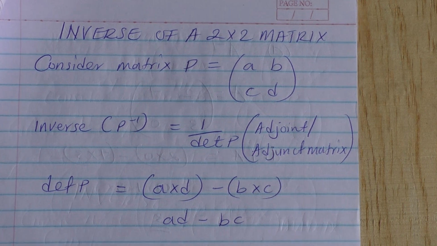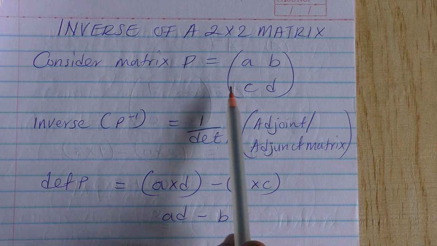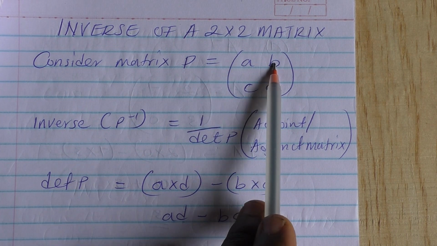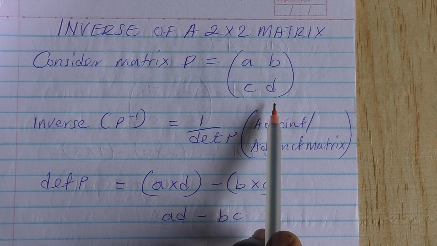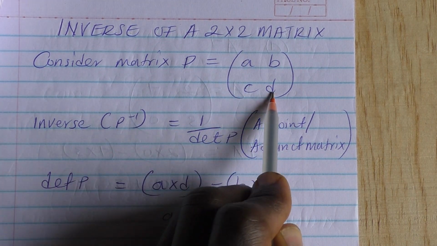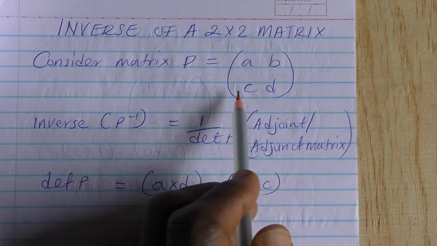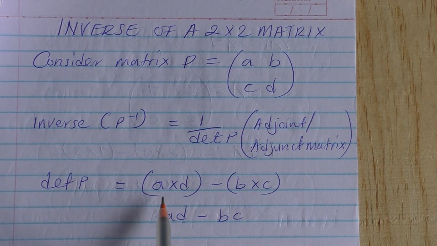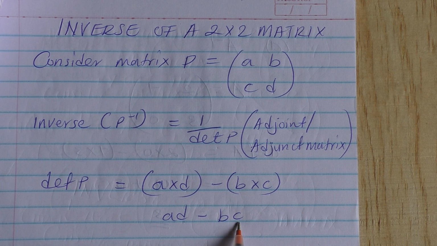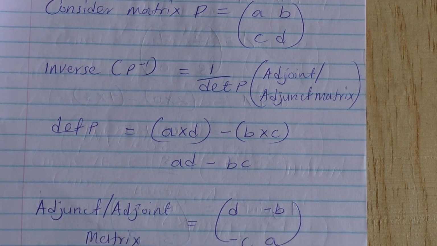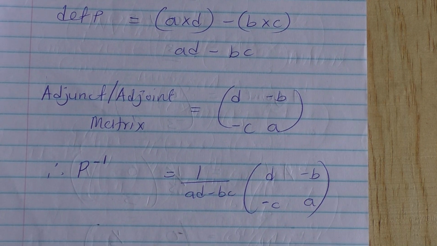We've seen how we get the determinant. Since our matrix P is A, B, C, D, we multiply the elements in the major diagonal, which is A times D, minus the product of the elements in the minor diagonal, which is B times C. So the determinant of P is given by AD minus BC. Then we look at how we get the adjunct or adjoint matrix.